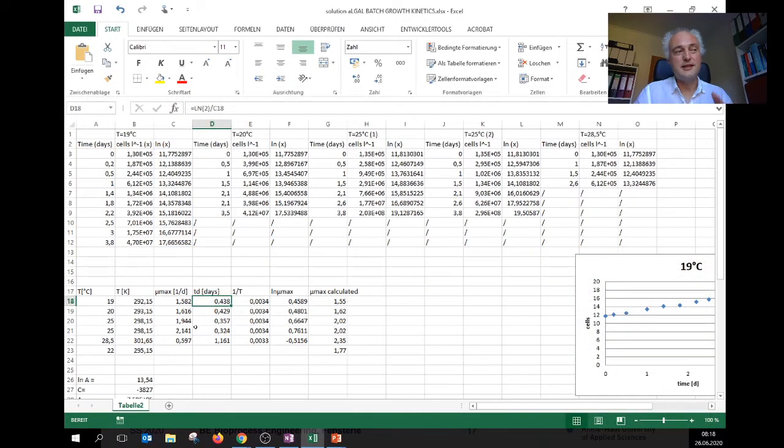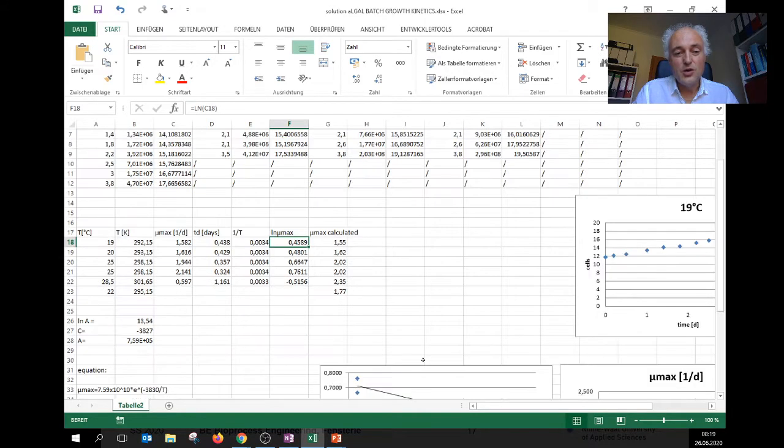It's a wise idea, as I already told you last time, to plot these values so that you really see whether you are in the exponential phase or not. If I remember correctly, that was all in the exponential phase, so that was not such a problem. Then I calculated 1 divided by T, and this is then ln mu max. This is for the calculation later.